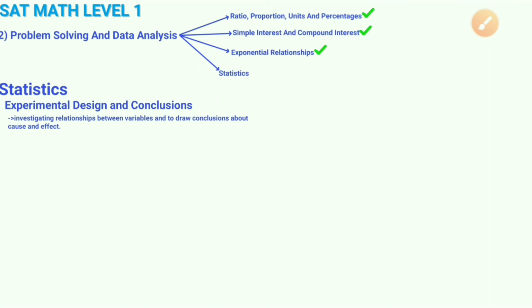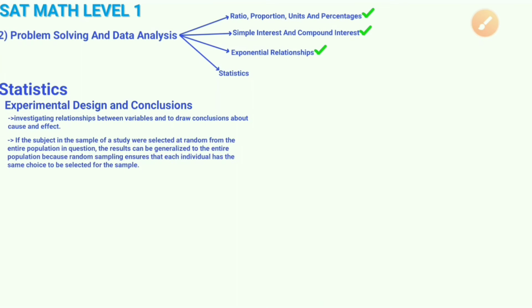Experimental design and conclusion. Investigating the relationship between variables and drawing conclusions about cause and effect. If the subjects in the sample of a study were selected at random from the entire population in question, the result can be generalized to the entire population, because random sampling ensures that each individual has the same chance to be selected for the sample.